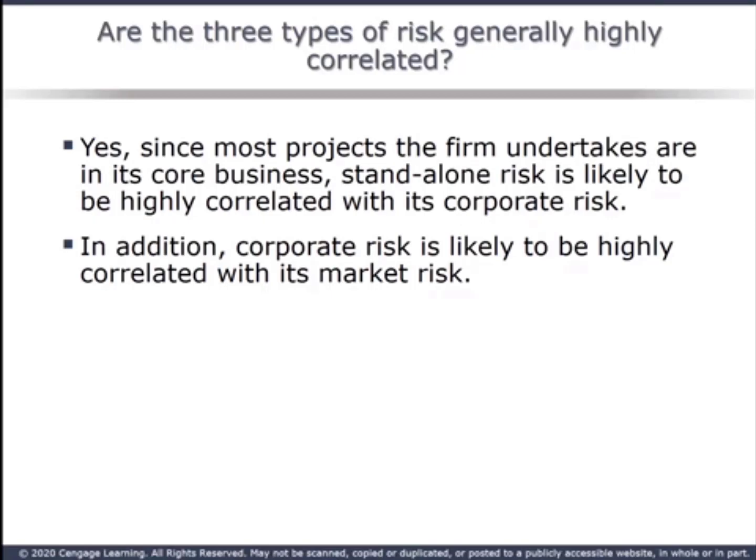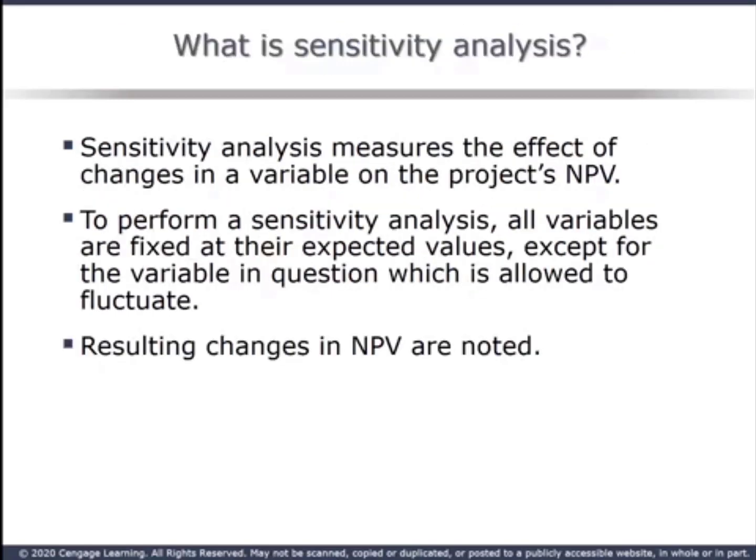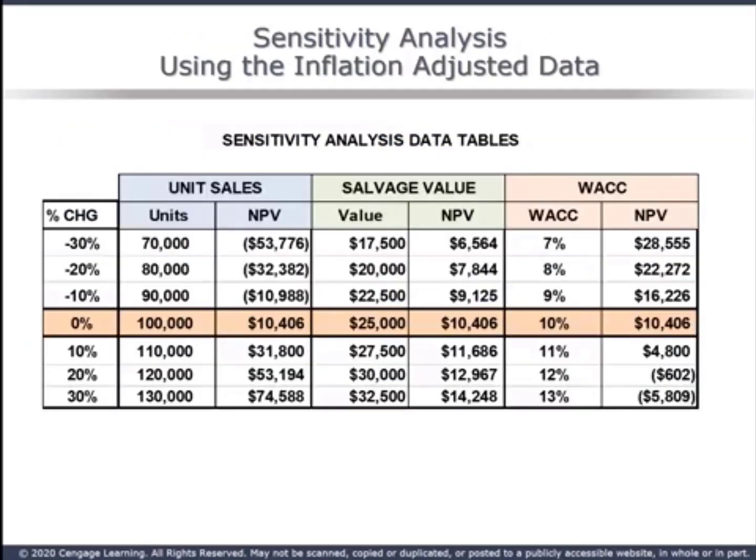lead to poor decisions. The first method of risk analysis we'll look at is sensitivity analysis. It measures the effect of a change in one variable on the project's NPV. This table shows a sensitivity analysis on our proposed project. We're using the inflation-adjusted pro forma as the base case.